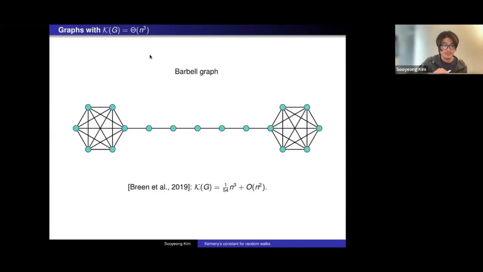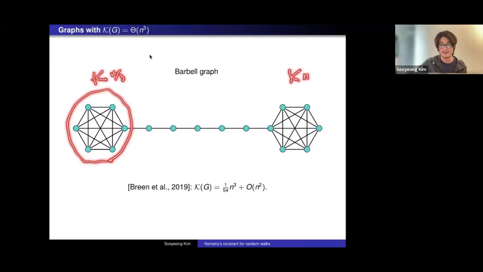This type of graph is called a barbell graph. This part looks finite, but I meant this is a clique, and its size is n over 3. This part is n over 3, and this part is n over 3 like this. So when n goes to infinity, the diameter is growing in n, right? And the number of edges is of order n squared as well. The explicit Kemeny's constant is given in this paper, and it turns out that its order is n cubed.